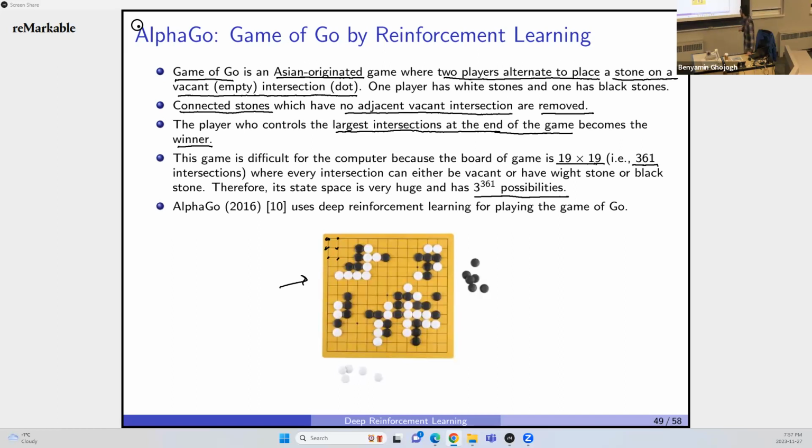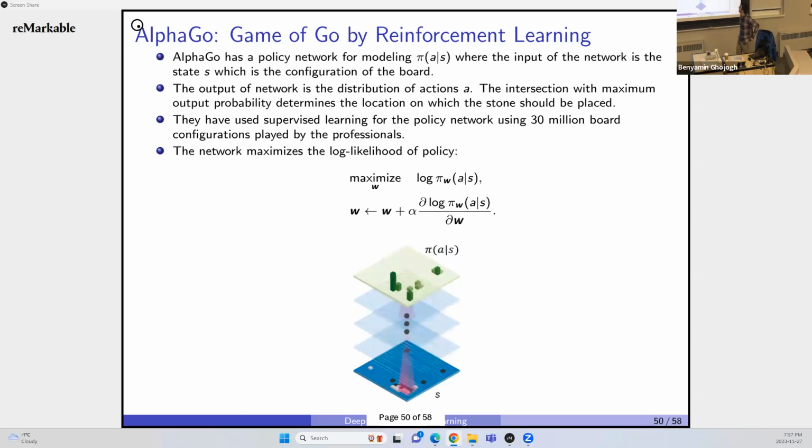Anyway, AlphaGo, which was proposed in 2016, uses deep reinforcement learning for playing the game of Go. Let's see what they did. They have several networks. Let's go one by one. AlphaGo has a policy network for modeling this pi of A given S, where the input of the network is the state S, and S is the configuration of the board.